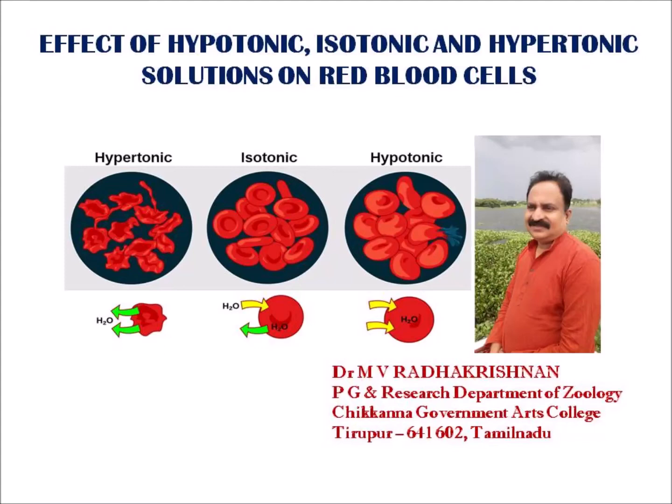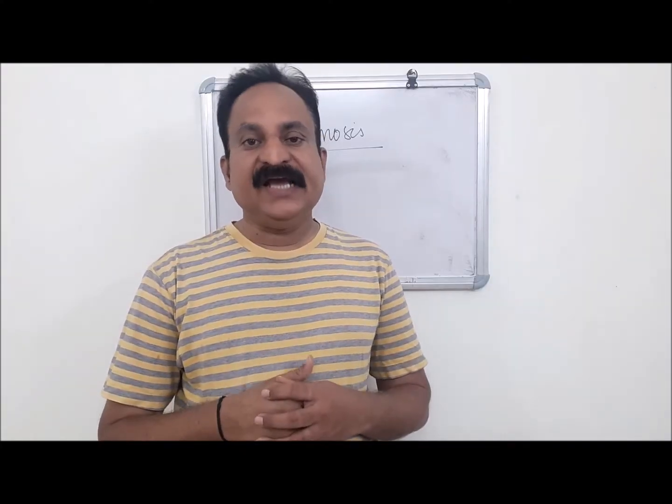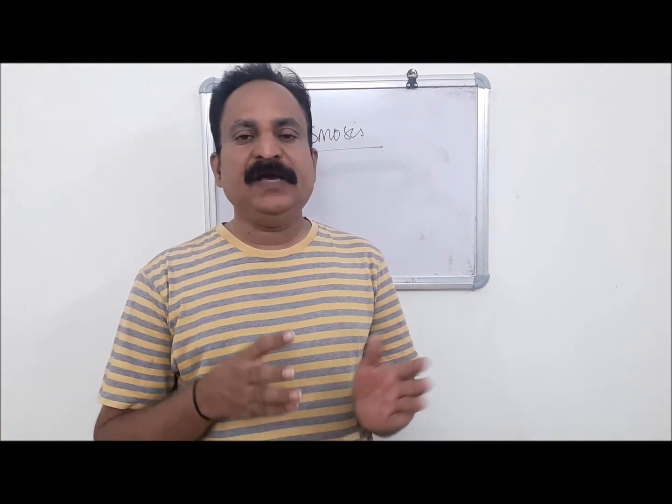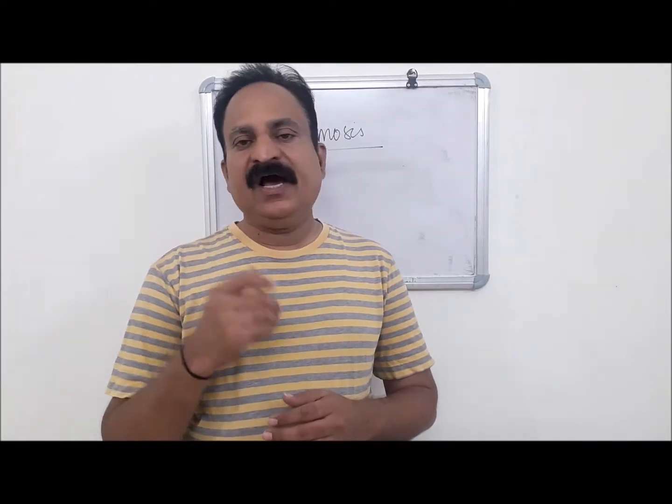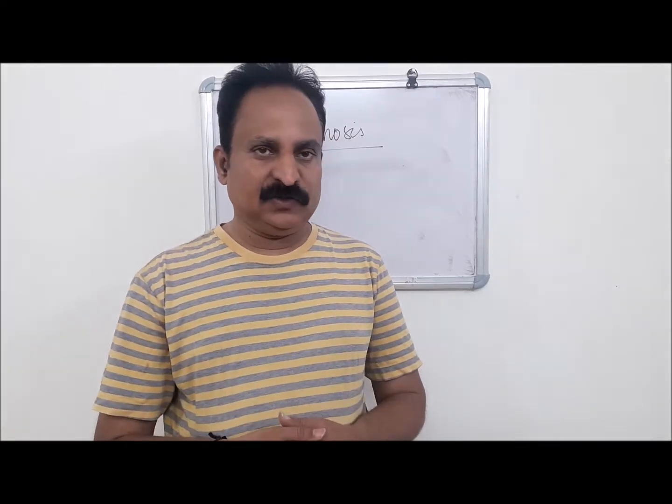Dear students, the topic is effect of hypotonic, isotonic and hypertonic solutions on red blood cells. Today we can explain osmosis by preparing isotonic, hypotonic and hypertonic solution. Put a drop of blood and observe under the microscope.